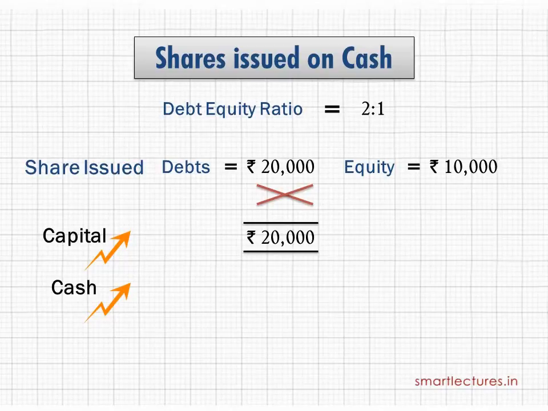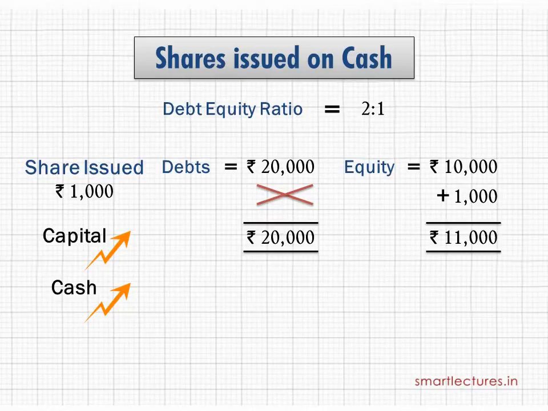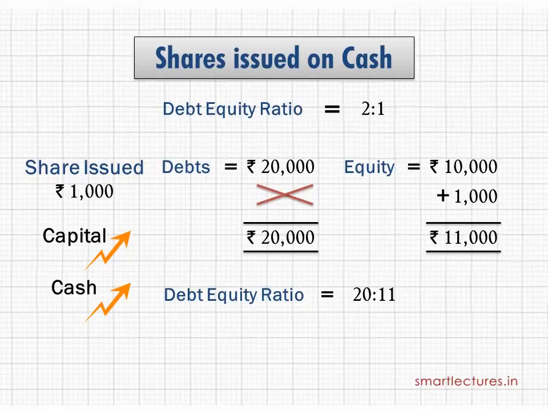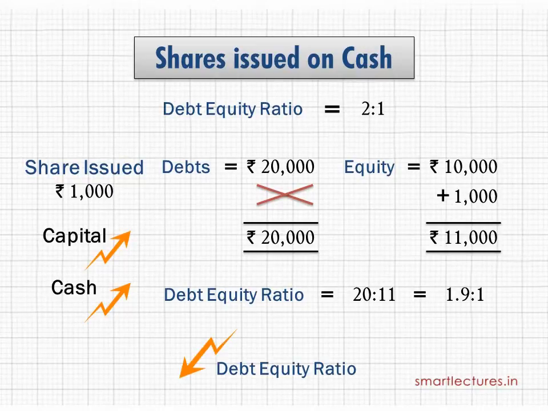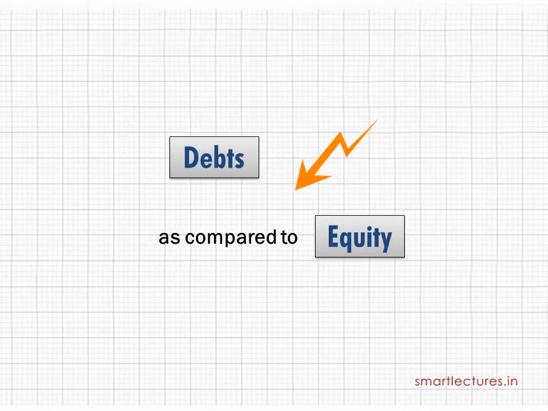Suppose I assume that shares were issued for rupees 1,000. So previously equity was rupees 10,000 plus 1,000. Now equity will be 11,000 rupees. It means the new ratio will be 20:11, or I can say 1.9 is to 1. It means this transaction will decrease the debt equity ratio. It means the debts will decrease as compared to equity.